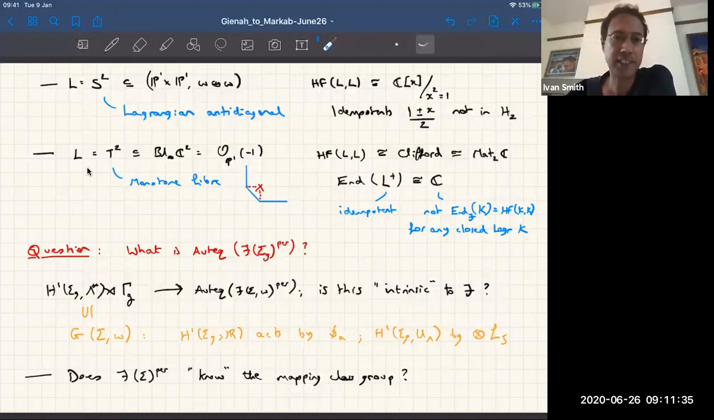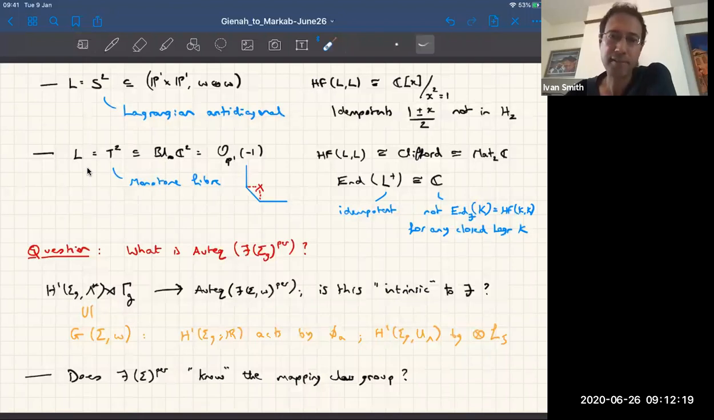So the question that I'm motivated by understanding is, what is the group of autoequivalences of the derived Fukaya category of a surface? We know that symplectomorphisms will act on the Fukaya category, and Hamiltonian symplectomorphisms give autoequivalences that are quasi-isomorphic to the identity. So this group, Symp mod Ham, that I mentioned a slide or two ago, acts on the Fukaya category.